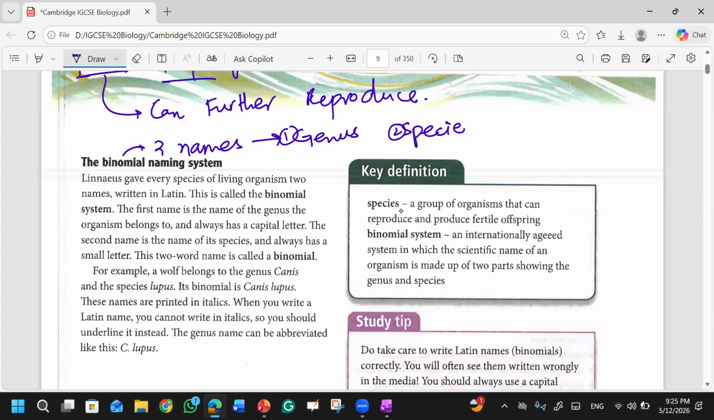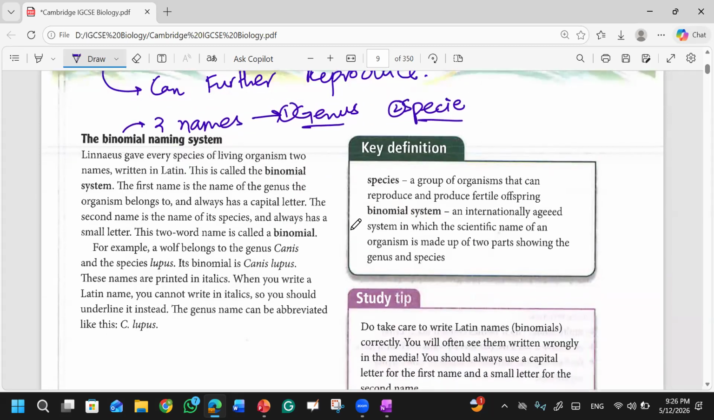Carl Linnaeus did this work as well. He made the binomial nomenclature system. According to this, he said that there will be two names of a species. The first name will be the genus name, and the second name will be the species name. Okay, are you clear with this?